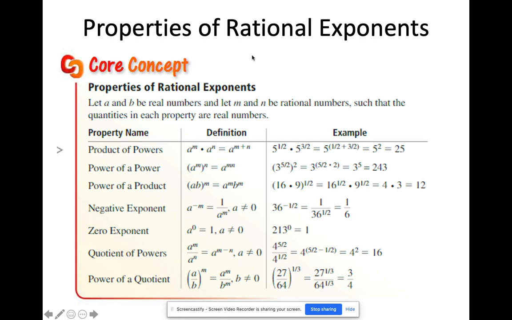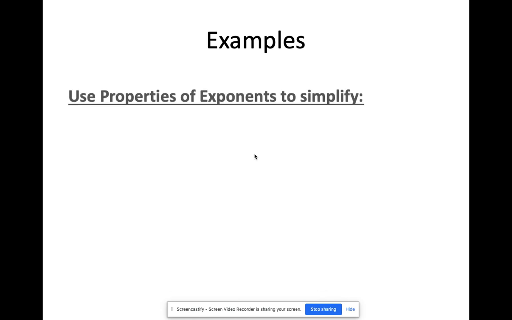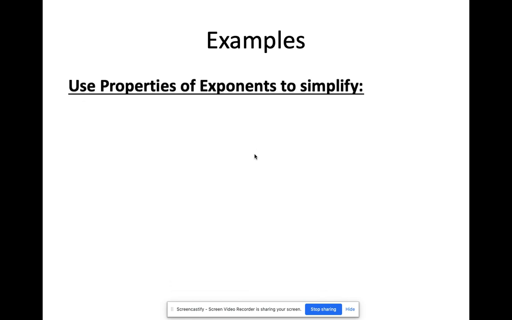So we're going to use these properties in simplifying rational exponents. So let's have an example. First example: 7 to the 1/4 times 7 to the 1/2. So it's the same base. All you got to do is add exponents. So that's going to be 1/4 plus 1/2, and that's going to be 7 raised to the 3/4.